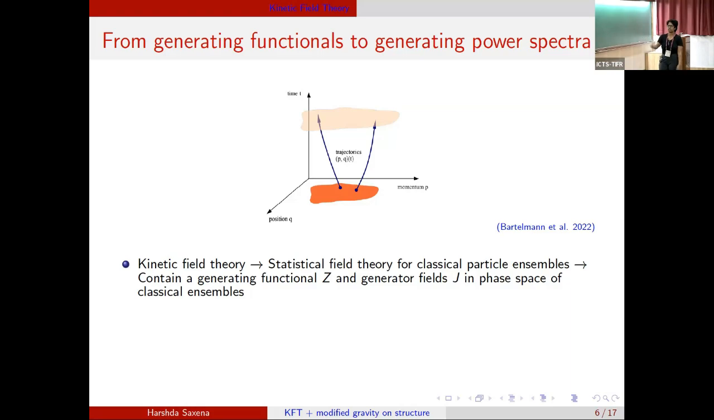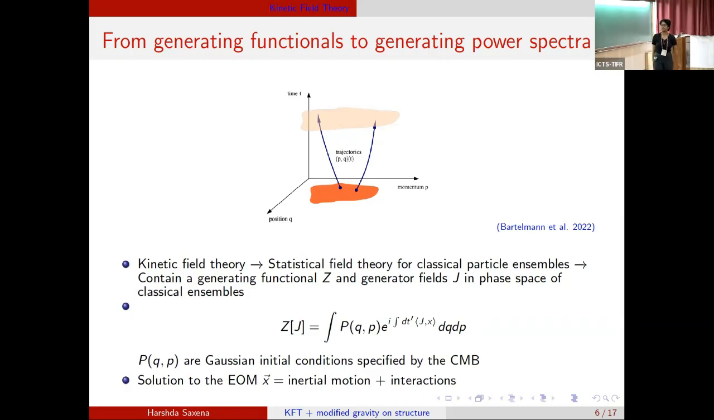The generating functional, for anybody who's done a little bit of statistical mechanics, is similar to the partition function. The partition function is basically an integral over all probabilities, right? And that is what the kinetic field theory generating functional also looks like. If you do a little bit of math, it will be an integral over the entire initial probability space with the inner product of the generator fields. Now, if you write the Hamiltonian of the system and do a bunch of math, which I'll show you in a second, you will find that the solution to the equations of motion looks something like inertial motion plus interactions, which is good for us.